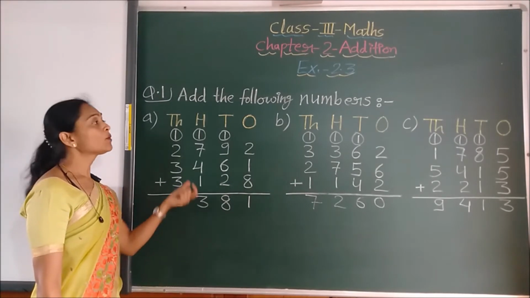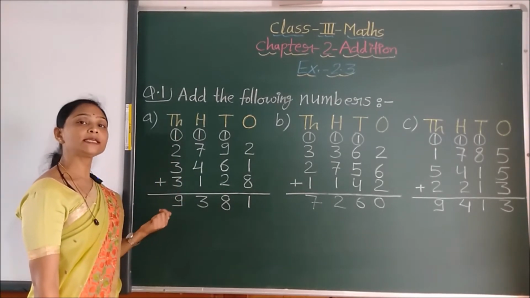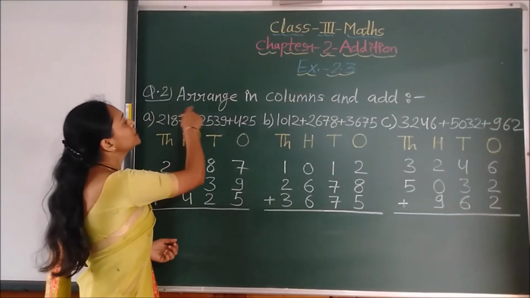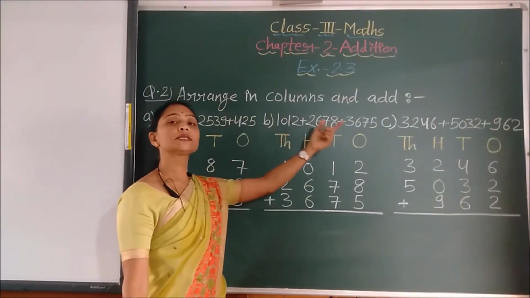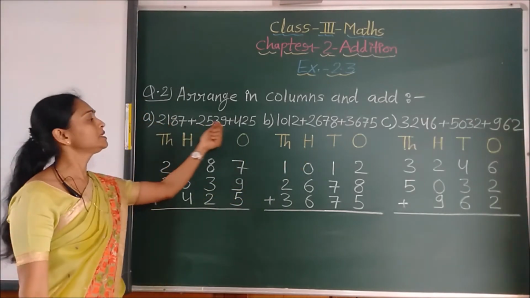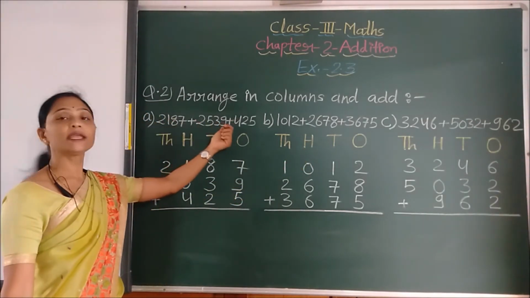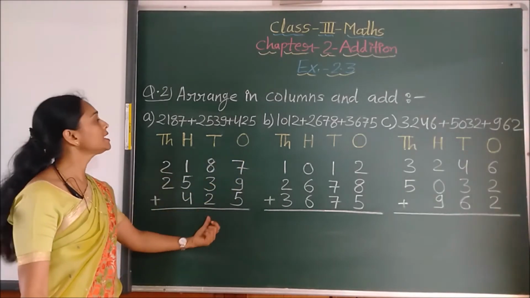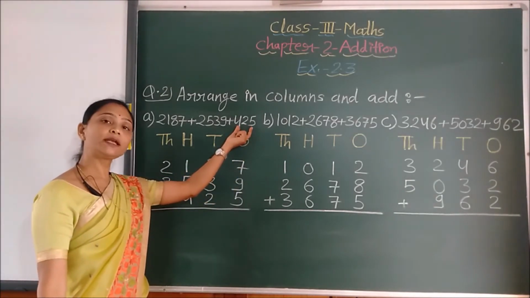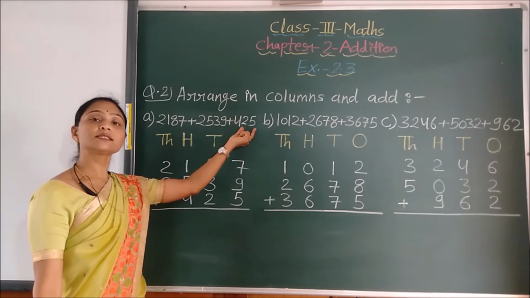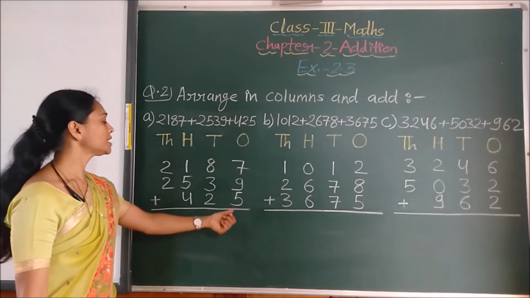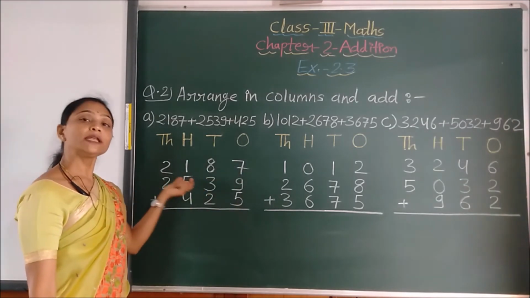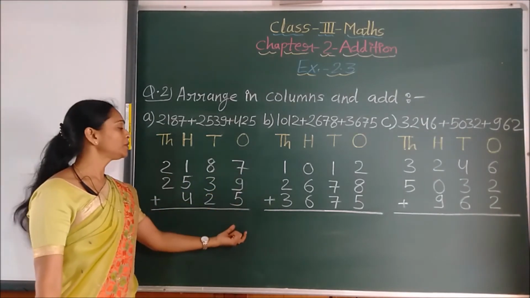Now we will see question number 2 of exercise 2.3. Now see, children, question number 2. Arrange in columns and add. So here we are having 3 numbers. These are not arranged in columns. So we have to arrange in columns one by one like this. Here we are having this 3-digit number. So when you are arranging this number you have to arrange carefully from the ones place. One by one arrange properly and then we have to add.